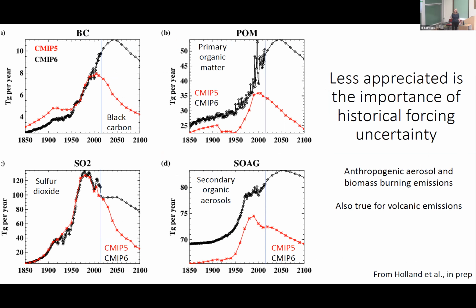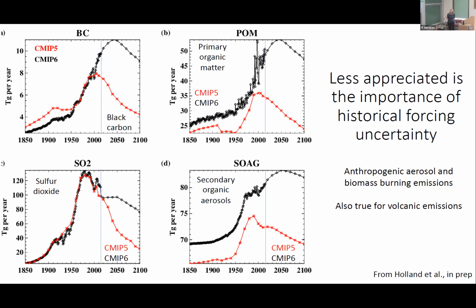So what I'm showing is anthropogenic and biomass burning aerosol emissions that were applied in CMIP5 in the red and CMIP6 in the black. And so post 2015, these are our differences in forcing scenarios. We expect those to be different. Those are not the same scenarios.